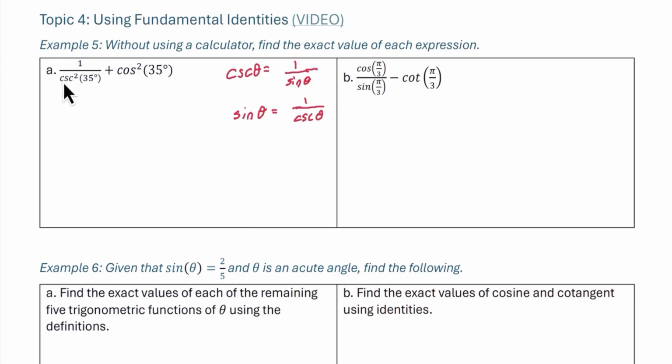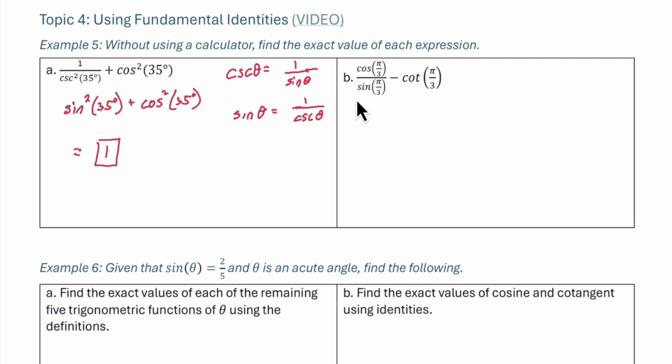So when we look at this first fraction, 1 divided by cosecant squared of 35, we can think of that as the reciprocal, which is sine squared of 35 degrees. And then we'll just copy the second part, cosine squared of 35 degrees. And remember, we also have the Pythagorean identity, sine squared theta plus cosine squared theta is 1. Since both thetas in this case are 35 degrees, we can say that this evaluates to exactly 1.